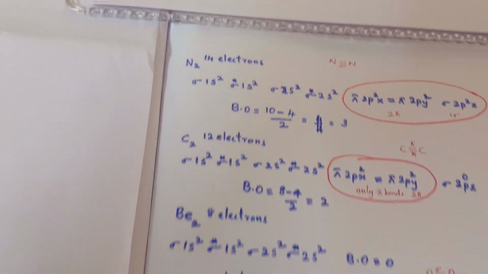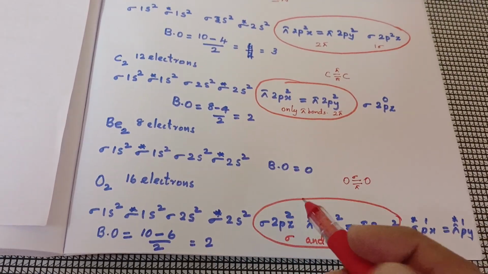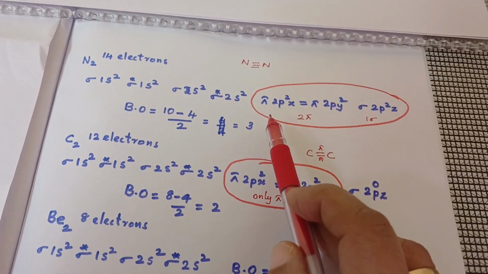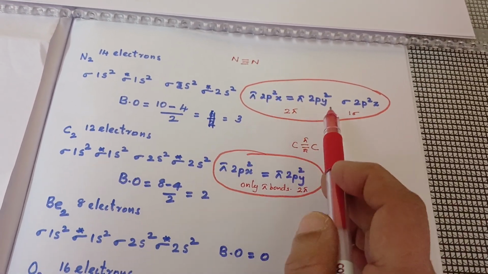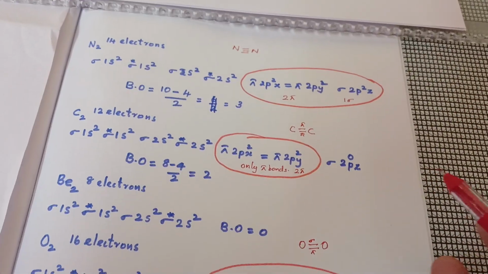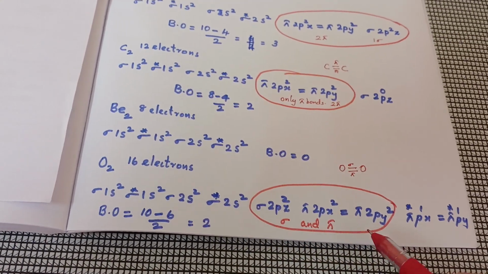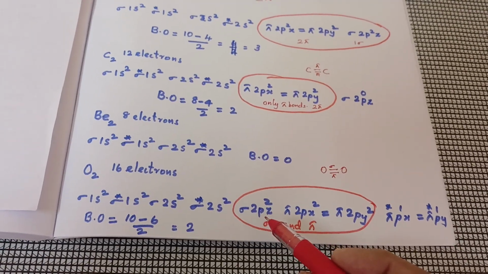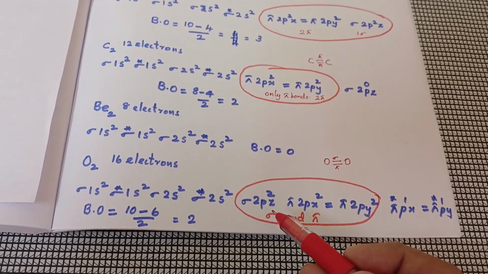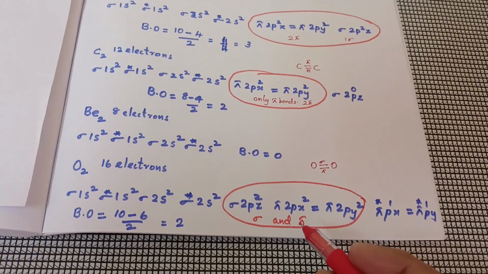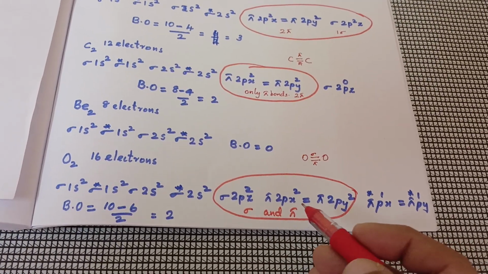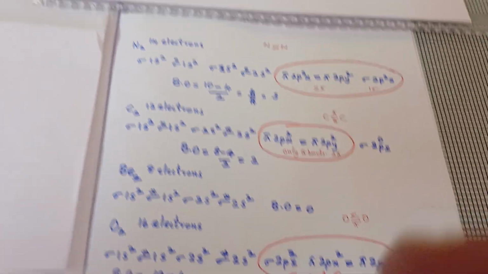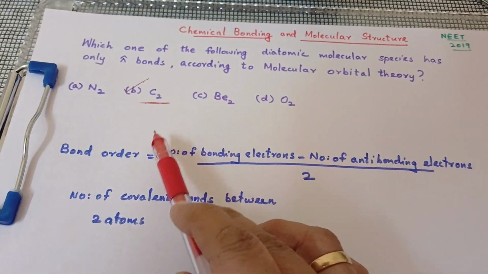So just remember that while filling up the electrons for elements till nitrogen, it is the pi 2p orbitals which come first. After nitrogen, that is, oxygen comes after nitrogen, it is the sigma 2pz which comes first, and then only pi 2px and pi 2py come. So option B is the correct choice.